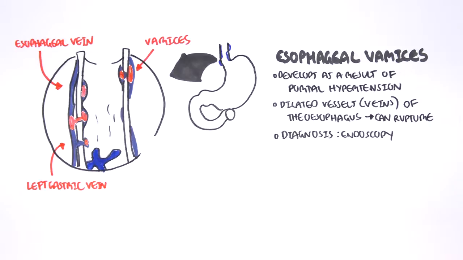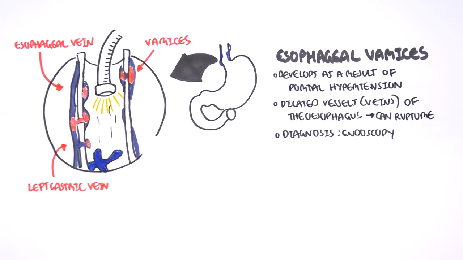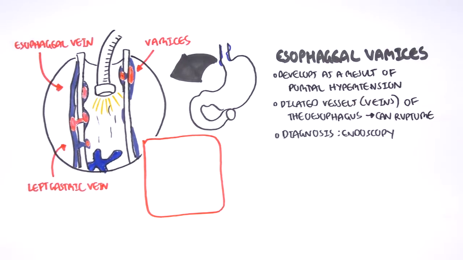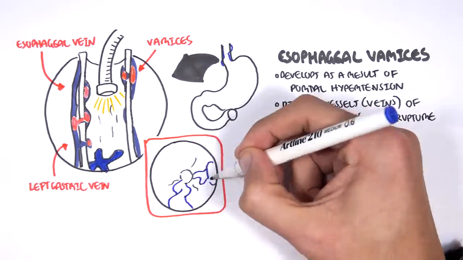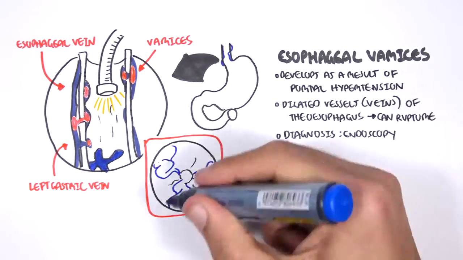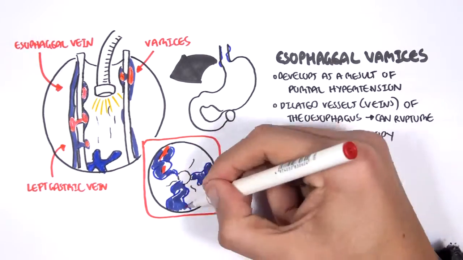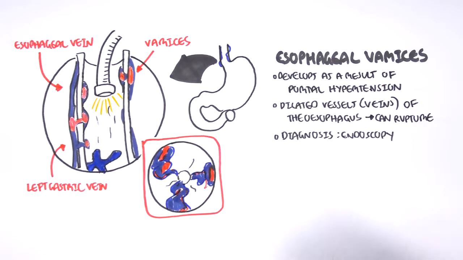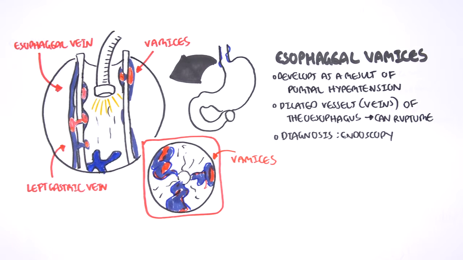Here I'm drawing an endoscope, which is used to diagnose esophageal varices, but it can be dangerous. And so here I'm drawing an image of what we would see if we were to look inside the esophagus. So we can see these prominent bulging veins full of blood, which can rupture, and that is going to cause internal hemorrhage, which is very dangerous.